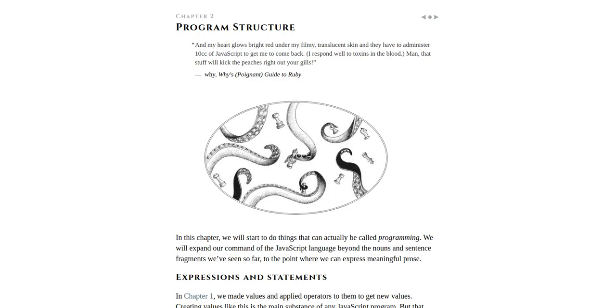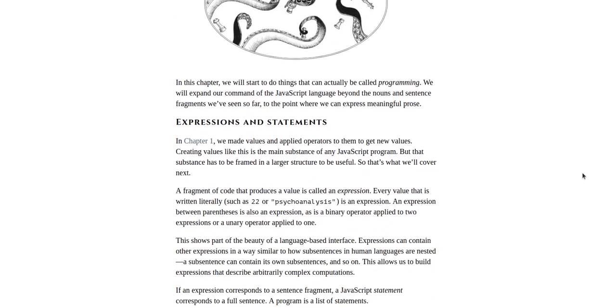Why's Poignant Guide to Ruby. In this chapter, we will start to do things that can actually be called programming. We will expand our command of the JavaScript language beyond the nouns and sentence fragments we've seen so far, to the point where we can express meaningful prose.